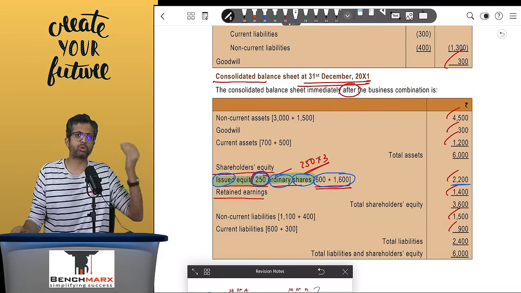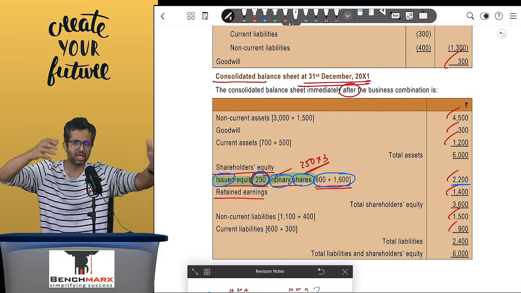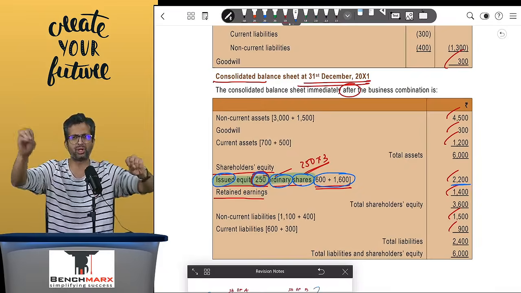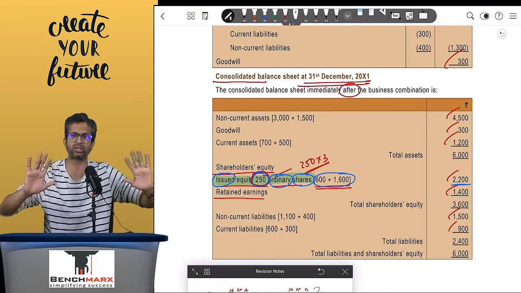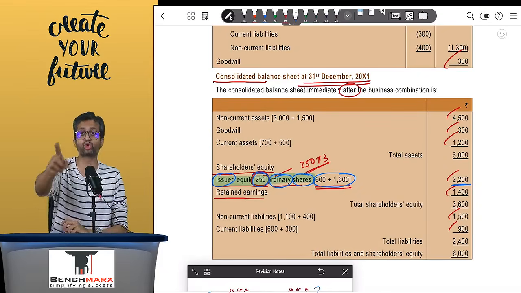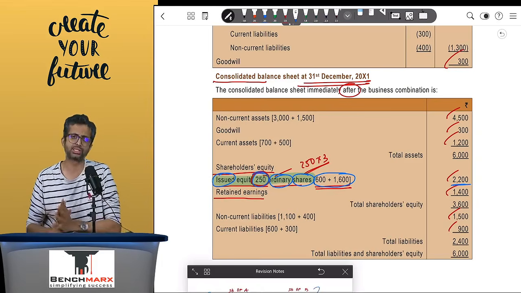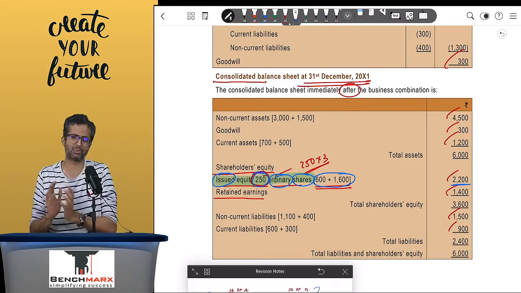Now, if someone were to prepare the balance sheet, then ideally we might have to create a separate reverse acquisition adjustment account, etc., which we have discussed in class. But from an exam perspective, you can directly do 600 plus 1600, that is 2200, but ensure that you show the 250 ordinary shares as your share capital. From an exam perspective, just remember that.